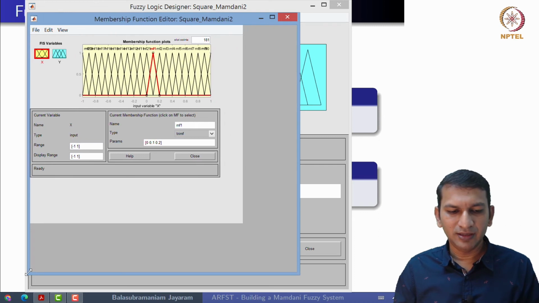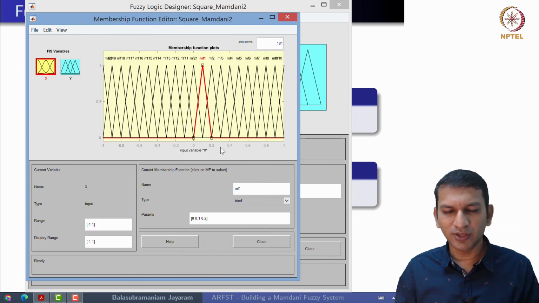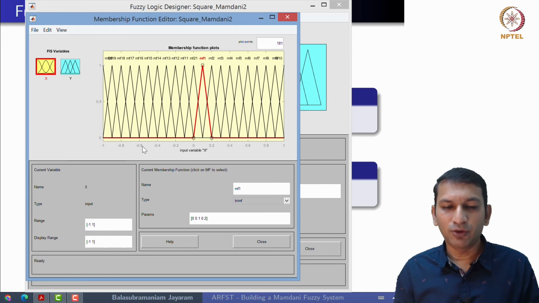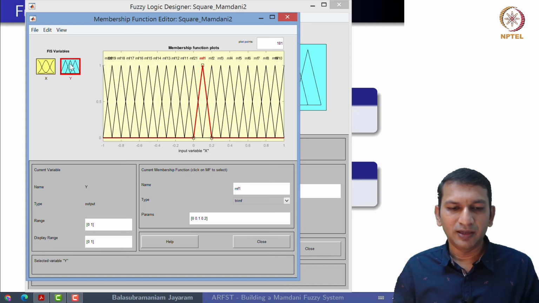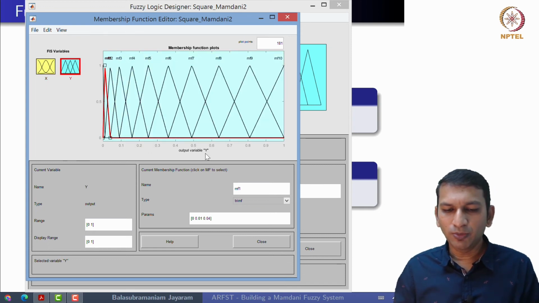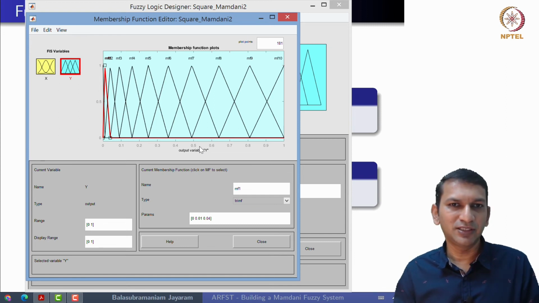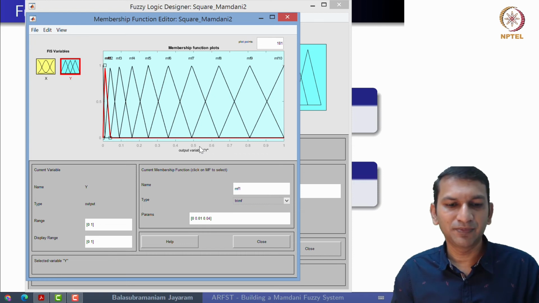So here are these 21 fuzzy sets, as you can see, equispaced. Clearly, they form a cover. They also form a Ruspini partition. Similarly, on the output domain between 0 and 1, we have only 11 of them because it's an x square function, an even function. So we have only 11 such fuzzy sets. We need to relate these 21 input fuzzy sets to these 11 output fuzzy sets.